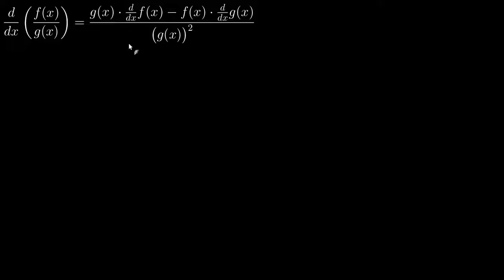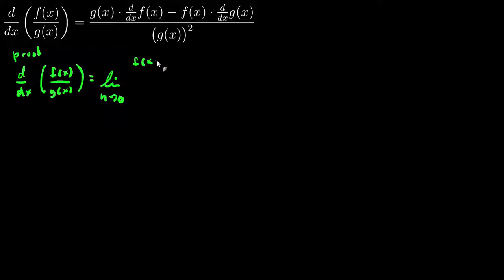But here we go. So, in here, a proof. I'm going to start with this side. So the derivative with respect to x of f of x divided by g of x will equal, of course, the limit of the difference quotient. So the limit as h approaches 0 of f of x plus h over g of x plus h, minus f of x over g of x, all over h.